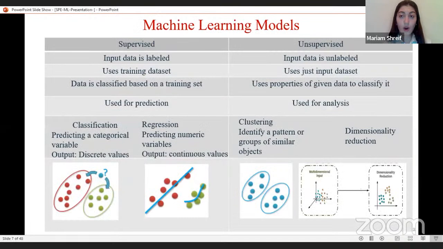So the main differences between supervised and unsupervised learning. For the supervised learning technique, the input data is labeled. We usually use a training data set, and the data is classified based on a training set. While for the unsupervised learning, the input data is unlabeled. We just use an input data set, so we don't have any desired output. And it usually uses properties of a given data in order to classify it. Supervised learning is usually used for prediction, while unsupervised learning is used for analysis.